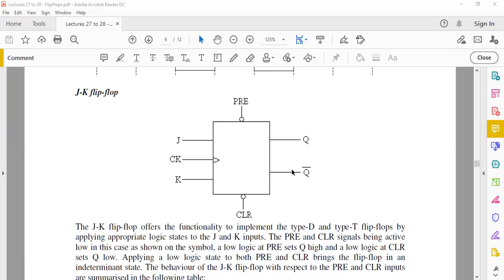Similarly, clear here is to make Q become low. So you do that when you make clear become low, because it is an active low signal. It's simple. Whenever you see a small circle next to a pin, it means the desired change you want to bring about would occur when you bring the pin low. It's an active low signal.